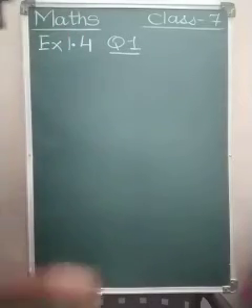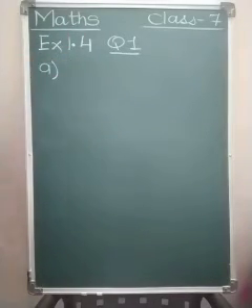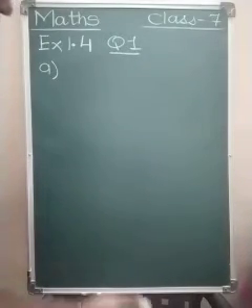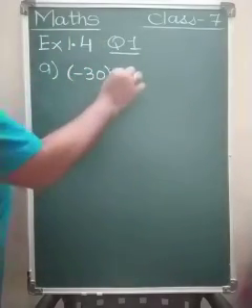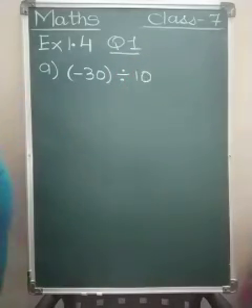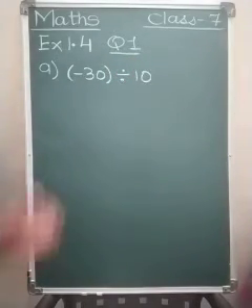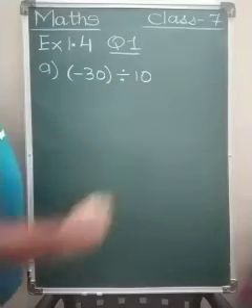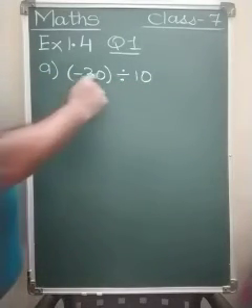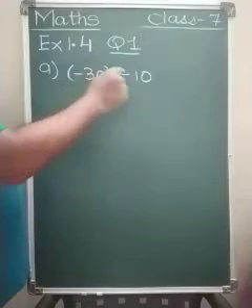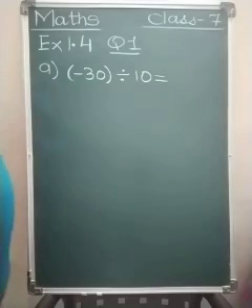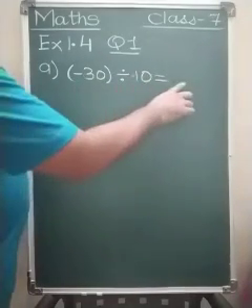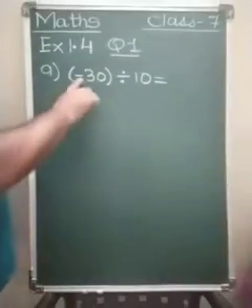So we have a sum. We just have to evaluate using our rules and properties. There are no properties for division. So the first sum is minus 30 divided by 10. Now one is a negative integer, one is a positive integer. So when we divide a negative integer and a positive integer, the operation performed would always be division, but the sign of the answer will always be negative.